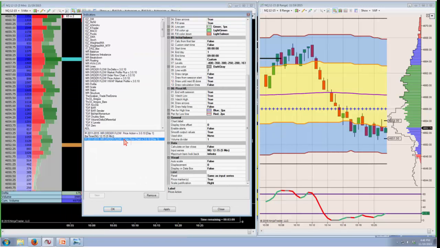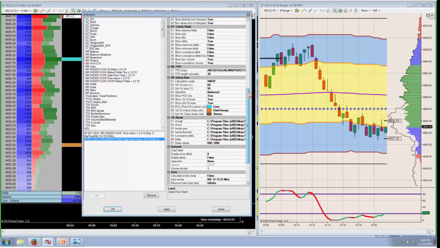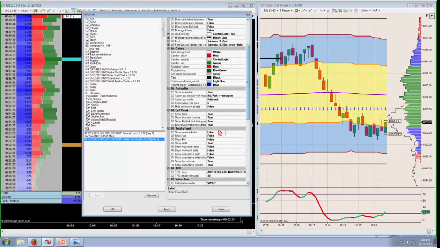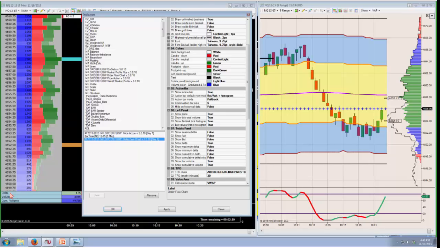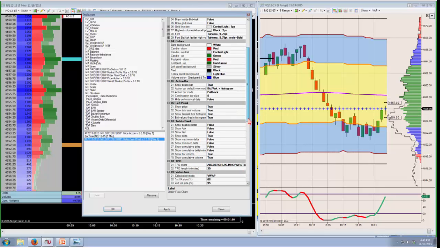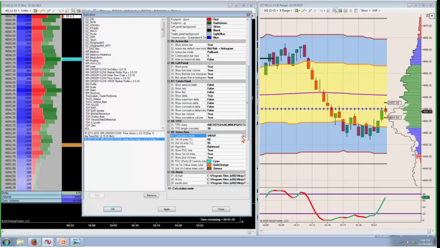So you have lots of options, and I have most of mine set to false, but you can actually show the market profile letters as well if you like. Like I said down here, I just have the delta and the volume and cumulative volume showing, but you can show the ask, the bid, the delta, maximum delta. There are lots of options to show down there. As mentioned earlier, I'm using the VWAP calculation, but you can use the TPO or volume. And I just find that better for me.